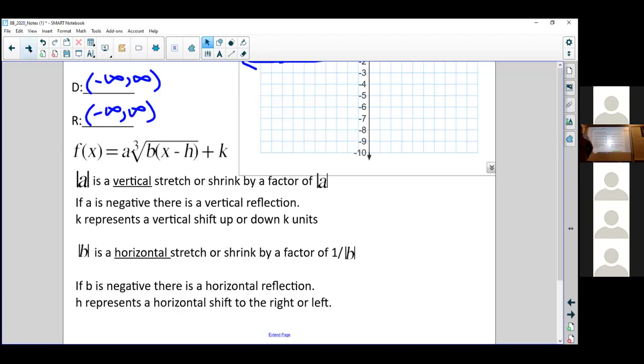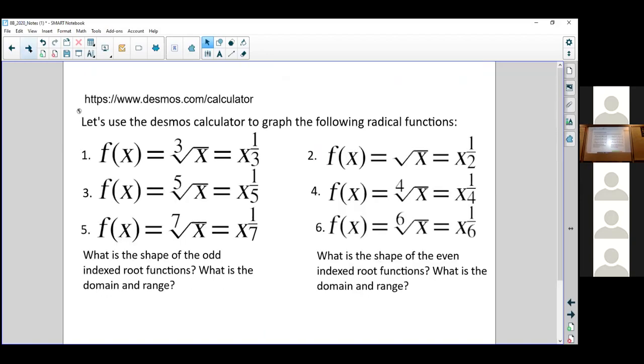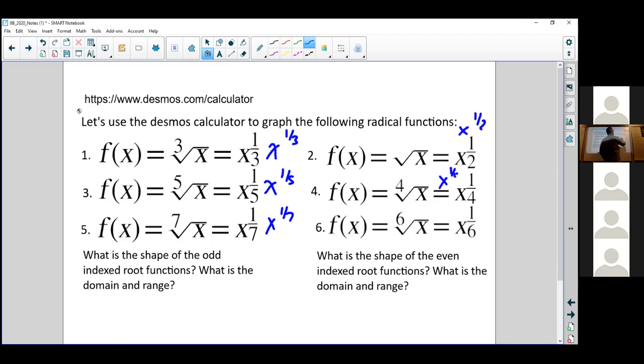Moving on. All right, so Desmos would help you looking at some of these. So this is actually x raised to the 1/3 power. This is x raised to the 1/5 power. This is y to the 1/7 power. This would be x to the 1/2 power. This would be x to the 1/4 power. This would be x to the 1/6 power. Okay, so we can write it as radical form or we could write it as exponent form.